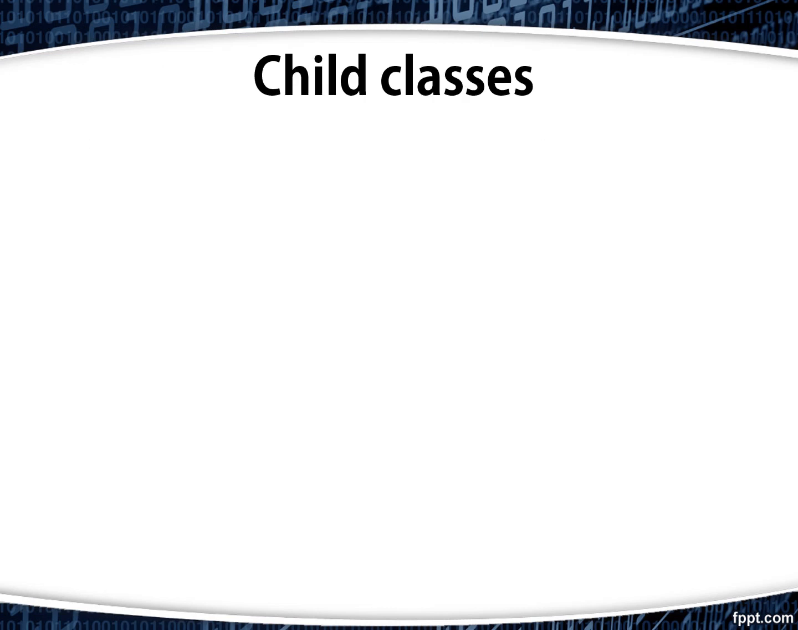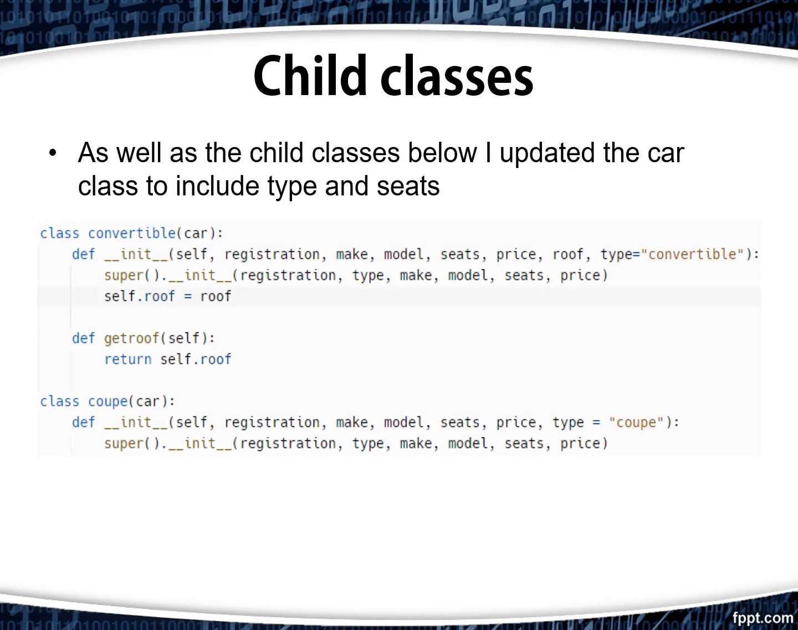As well as the child classes below that we're going to go through, I also updated the car class so that all cars include the car type and number of seats. The convertible class gets passed the car class because that's the parent class. We automatically set the type to convertible, and we also pass in the extra attribute of roof. We call the super constructor, and we pass most of the attributes there, dealing with roof separately afterwards. We then make a getter for roof, but we're not going to change the roof type of a car, so we don't need to make a setter for it.